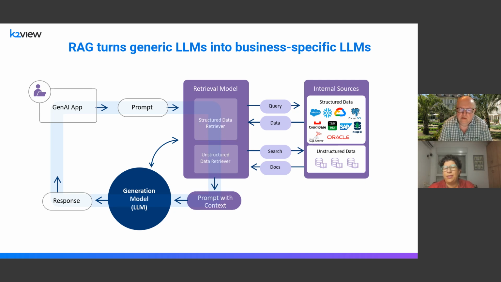But before we get there, when we get the data, either unstructured or structured, we bring it back to the LLM, we augment the LLM with that data, we provide some context to the prompt, and then the response back to the user will be much better, much smarter, much more reliable, and also personalized, which is very important.